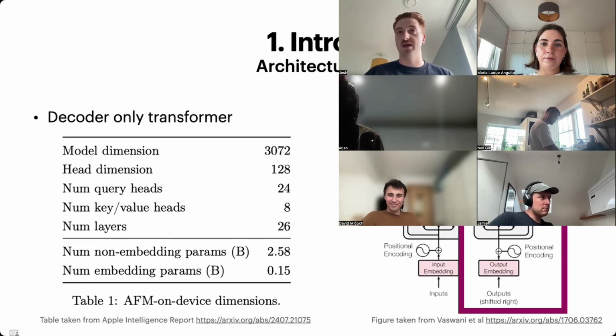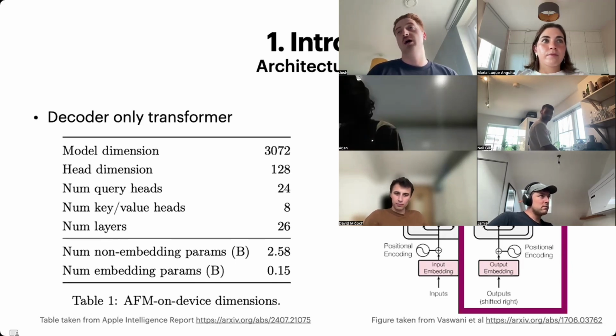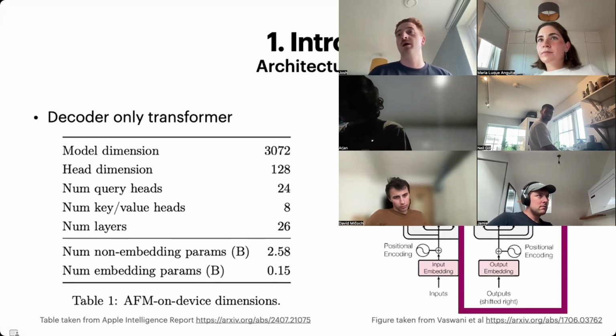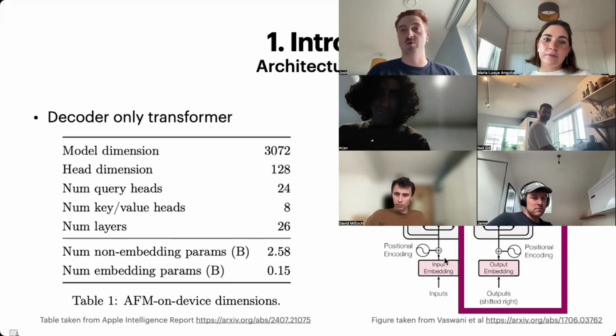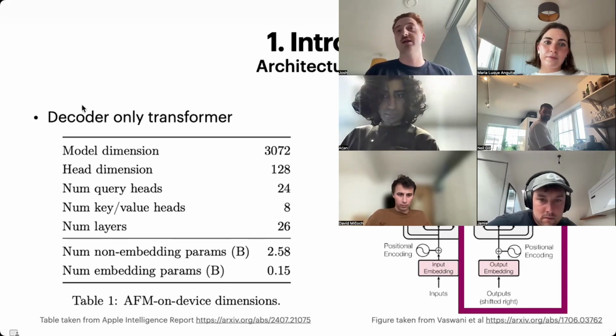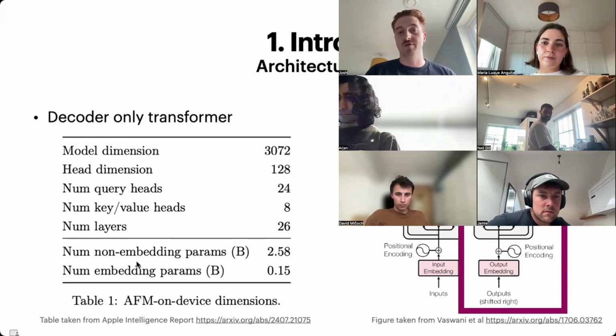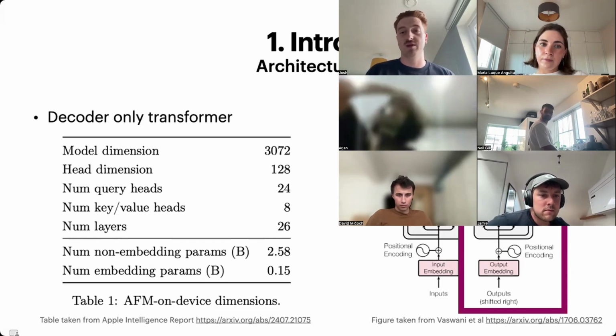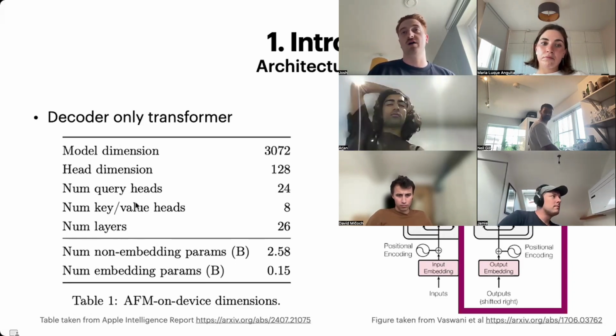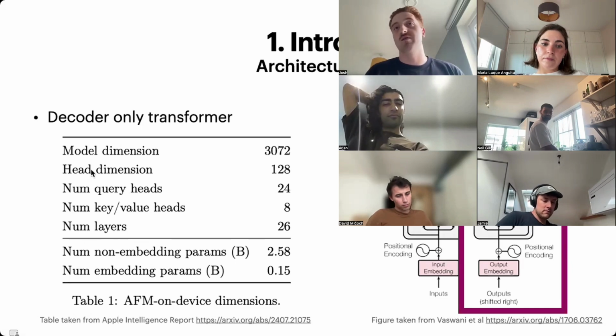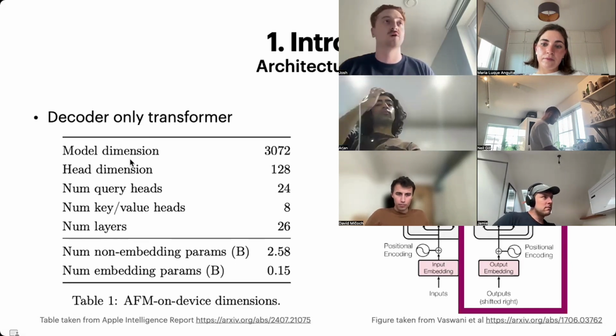So AFM on device is a decoder-only transformer. I assume everyone's familiar with transformers. It's pretty standard for language modeling stuff, so I'm not going to get into it. And interestingly, they've been very transparent with a lot of the configurations and hyperparameters they use to create the models. So in the paper, they released their model dimension, the exact size of the model.